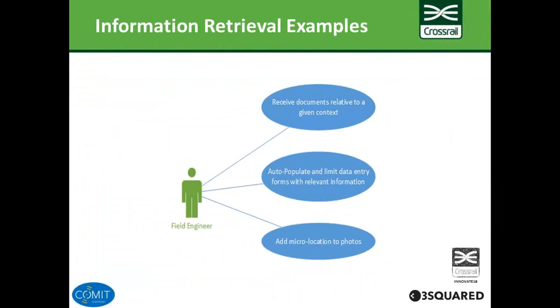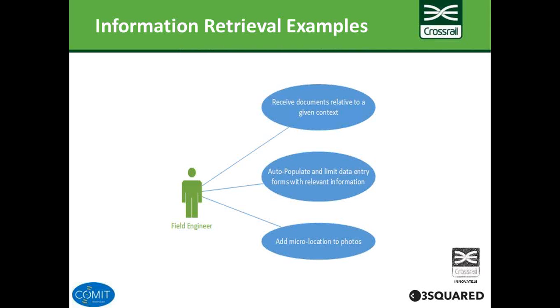So if I'm a field engineer, I want to receive documents relative to a given context. I want the auto-population facility. I want to perhaps add a micro-location to photographs, as an example. The final one, which is probably a nice-to-have use case, is more around modelling and BIM examples. Real-time location is a real enabler. It's been a challenge for augmented reality.